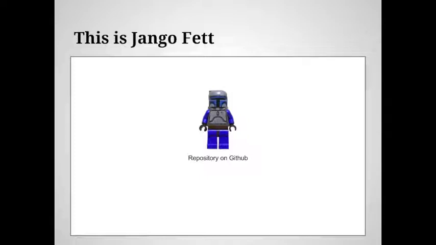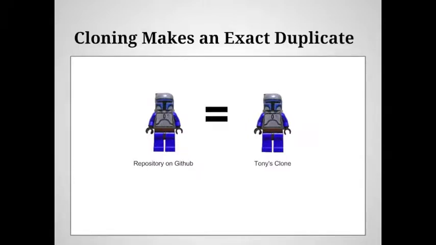So I'm going to use Jango Fett to represent our repository on the GitHub Enterprise server. When I clone a repository, I'm making an exact copy. So I'm cloning it to whatever my development environment is. That could be your local machine. We have a test server where we can push and pull changes. So at that moment when I make that clone, I have an exact duplicate of what's on GitHub.